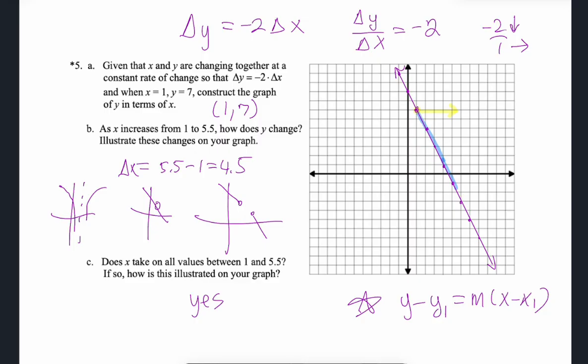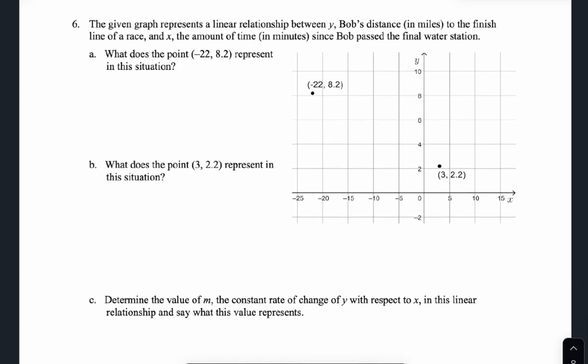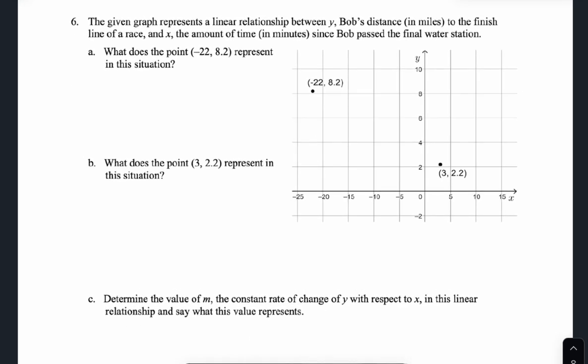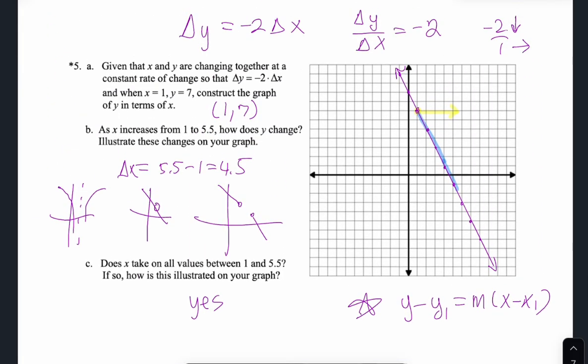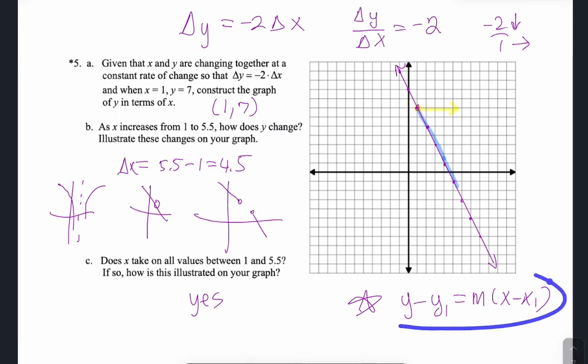Okay. And then number 6. It says the given graph represents a linear relationship between y, which is Bob's distance in miles to the finish line of a race, and x, which is the amount of time in minutes since Bob passed the final water station. Okay, so stop. We need to go backwards for a minute. Go back to here. I told you that we can find the equation of the line, a formula.